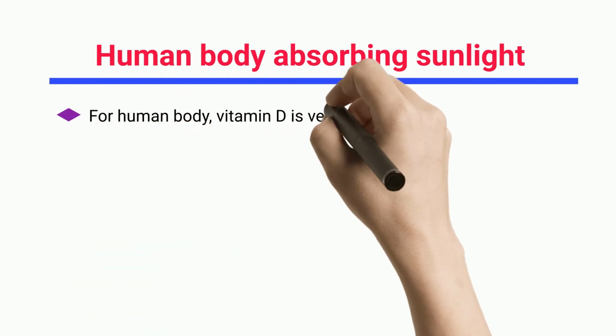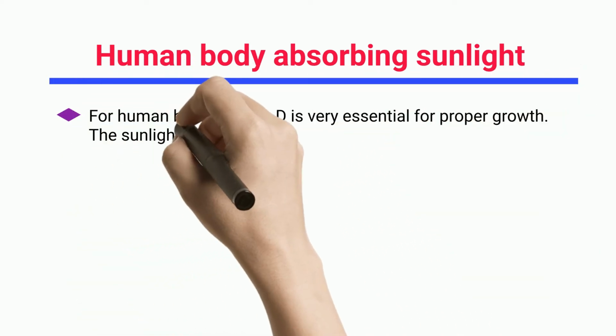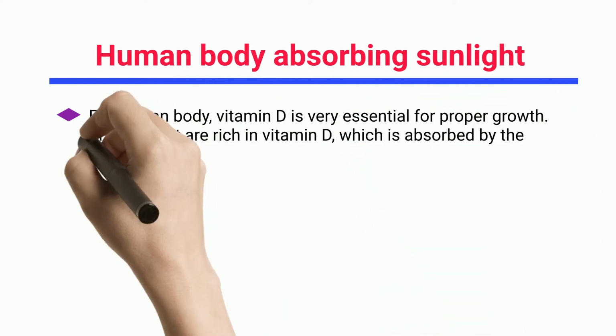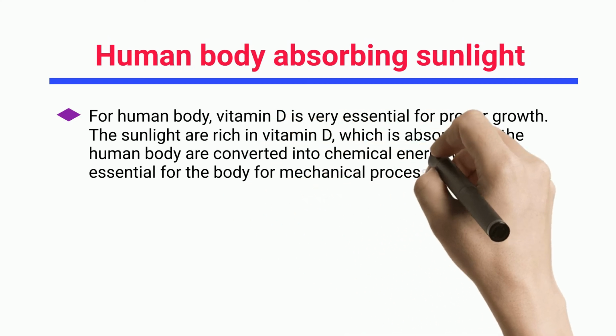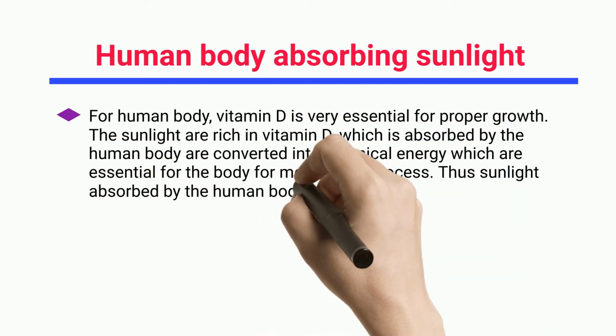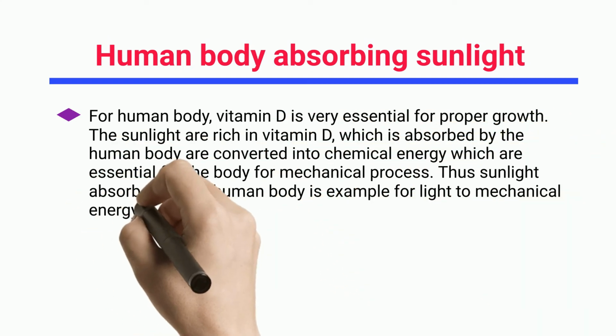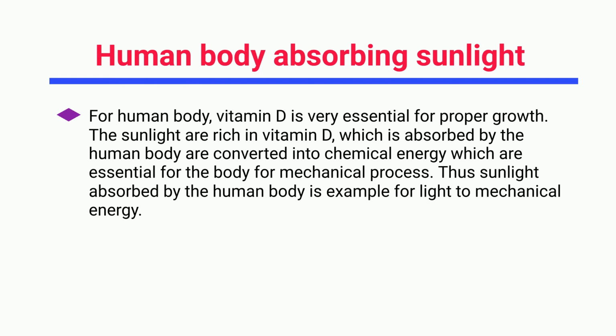Human body absorbing sunlight. For the human body, vitamin D is very essential for proper growth. Sunlight is rich in vitamin D, which is absorbed by the human body and converted into chemical energy, which is essential for the body's mechanical processes. Thus sunlight absorbed by the human body is an example of light to mechanical energy.